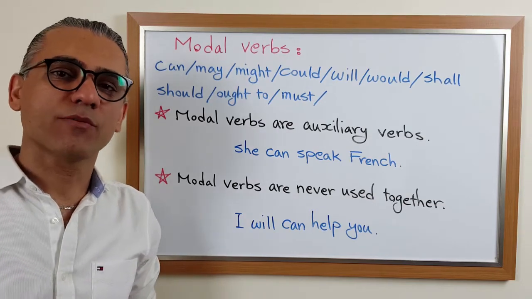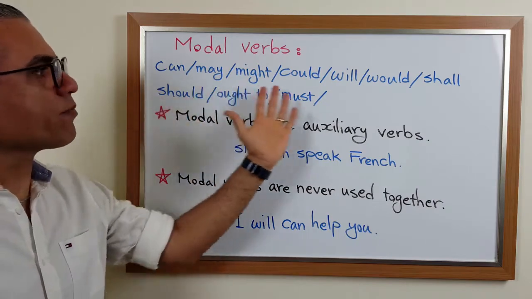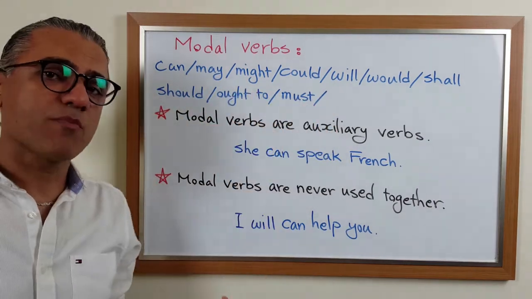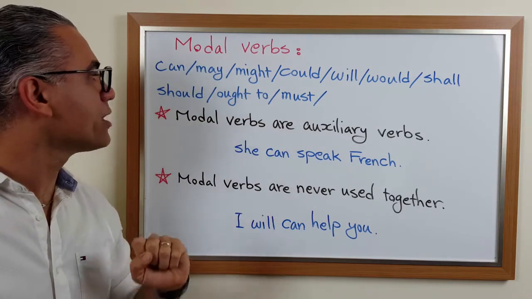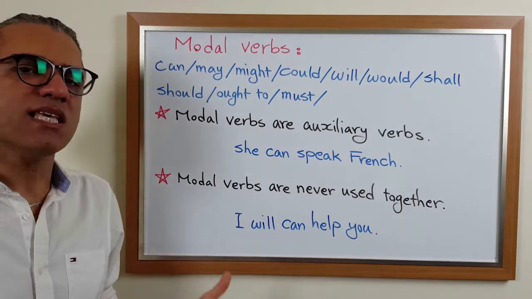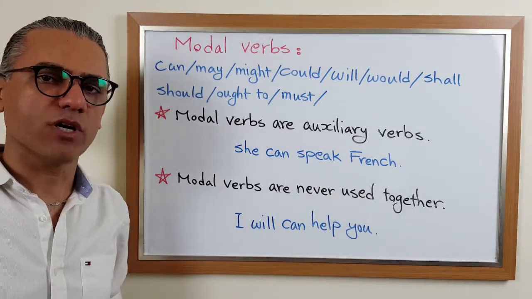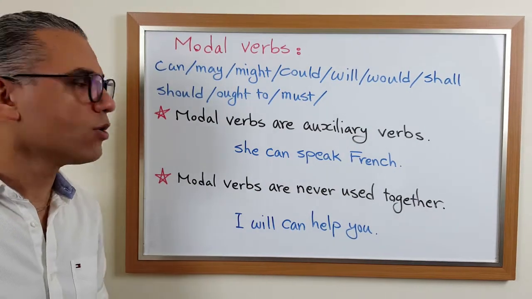Today we want to talk about modal verbs. These are some more common examples of modal verbs: can, may, might, could, will, would, shall, should, ought to, must, and sometimes need is also considered a modal verb. But these are the most common ones and the most well-known ones.